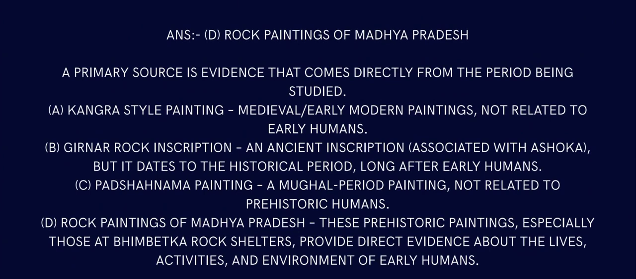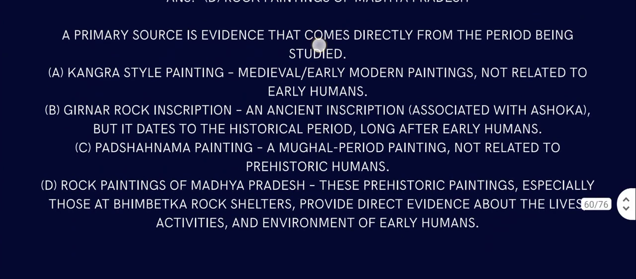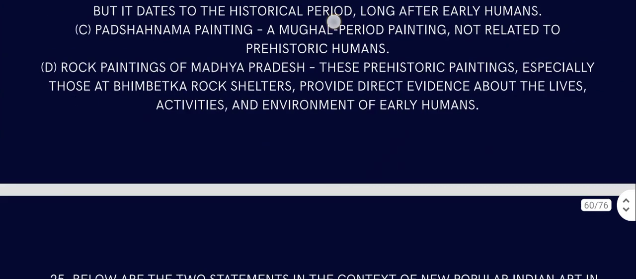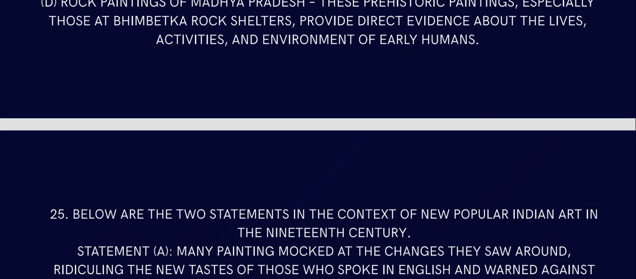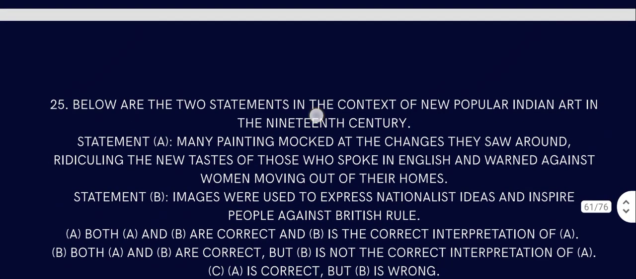And Padshahnama painting, a Mughal period painting, is not related to prehistoric humans, but rock paintings of Madhya Pradesh are. This prehistoric painting, especially those at Bhimbetka rock shelters, provides direct evidence about the lives, activities, and environment of early humans, before the Harappan civilization. We already studied Bhimbetka in class 1, 2, and 3, and we are going to study more in the upcoming classes. So stay tuned with us.